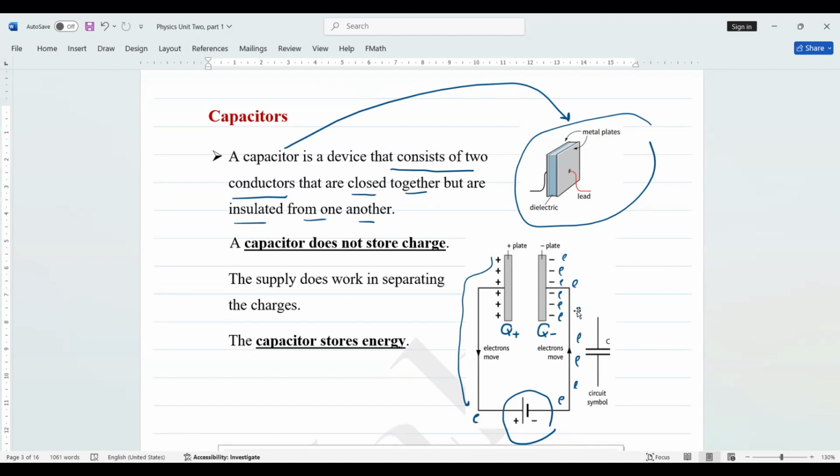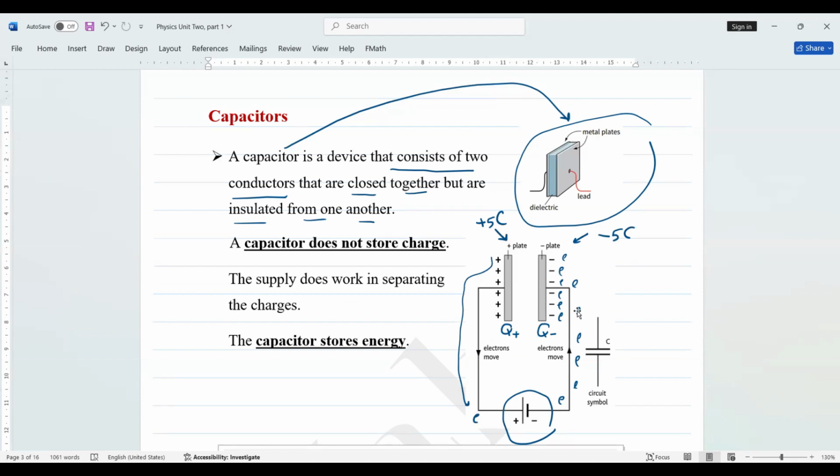Then we have two types of charge. They are equal but opposite, so the total charge is zero. For example, if the charge on one plate is negative 5 coulomb and the charge on the opposite plate is positive 5 coulomb, negative 5 plus positive 5 equals 0. So the total charge is 0. Then the capacitor does not store a charge.